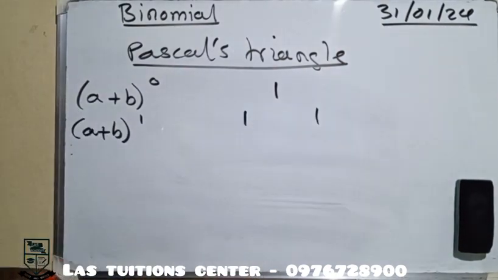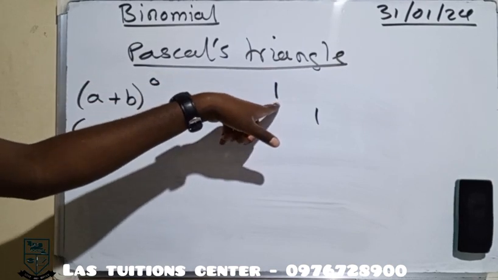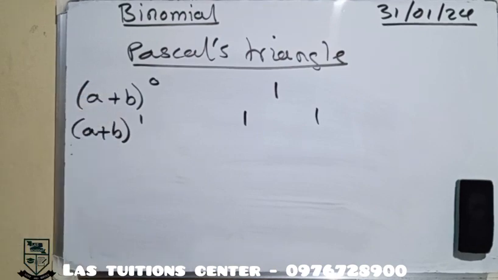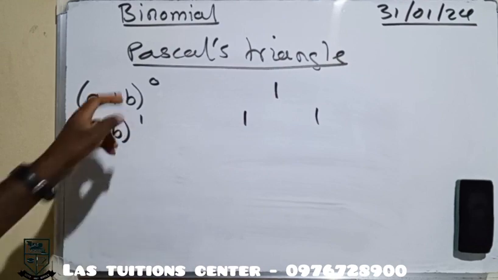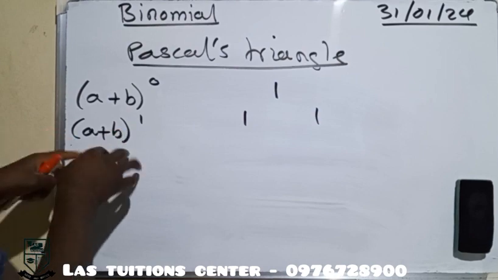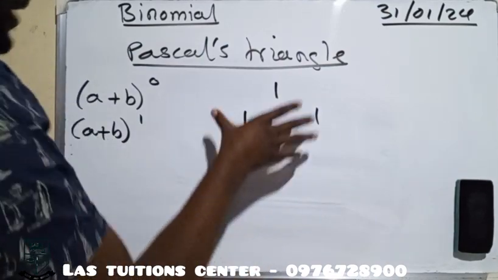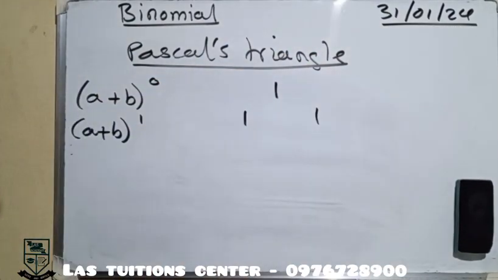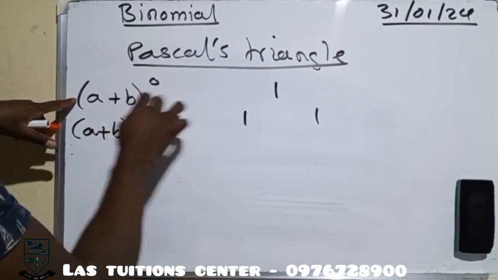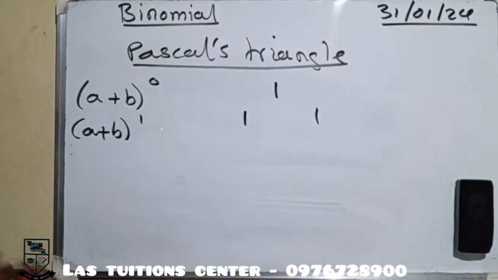Yes. So we want to build Pascal's triangle. You see that (a + b)^0 gives us 1. Any number except 0, when you raise it to the power 0, you get 1. And then when we have this to the power 1, these are the coefficients. So we are building Pascal's triangle, a triangle of the coefficients of these expansions. This one has 1 as a coefficient, and this one has 1 and 1.